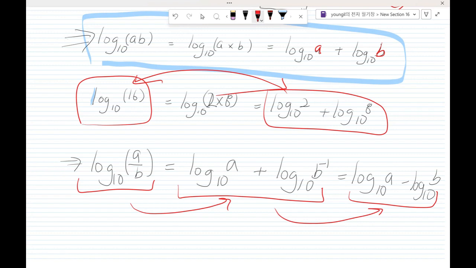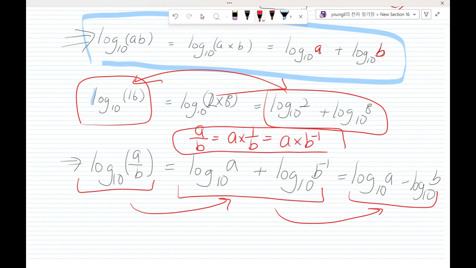And one more property. Log base 10 of A over B, numerator and denominator, can be split out. How? Log base 10 of A plus log base 10 of B to the minus 1. Why? Because A over B is A times 1 over B, A times B inverse.